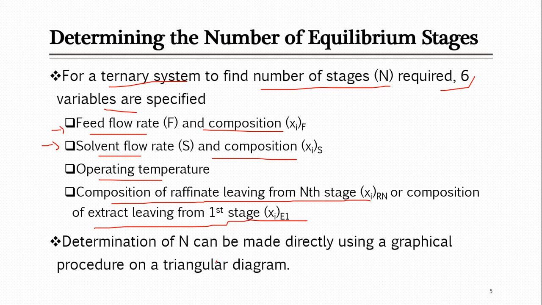When you have these 6 parameters, you can use triangular diagrams and calculate the number of stages, as well as find the raffinate or extract composition, whichever is missing. Sometimes if the raffinate one is given, you will be looking for the extract one using the same method, or if the extract one is given, you will be looking for the raffinate one. So these are the variables which will be involved.